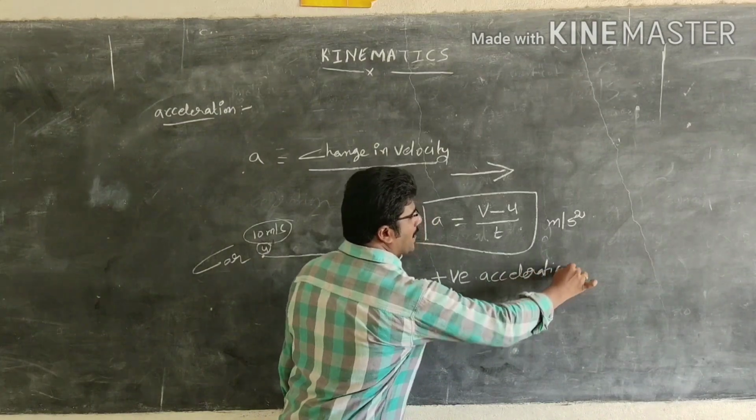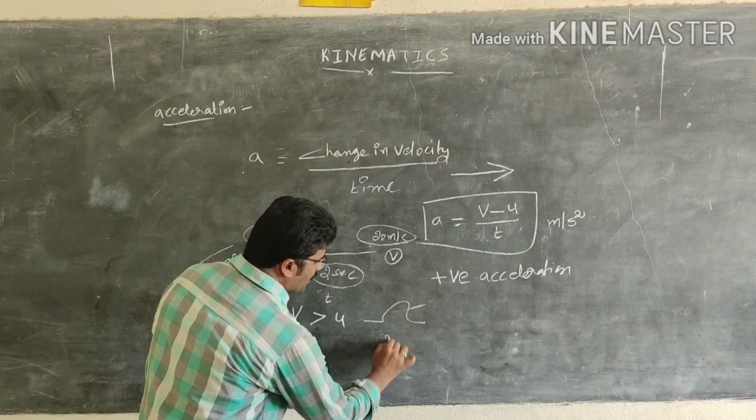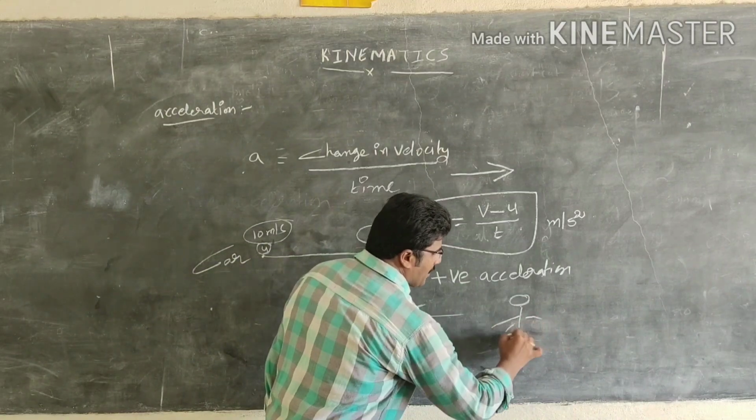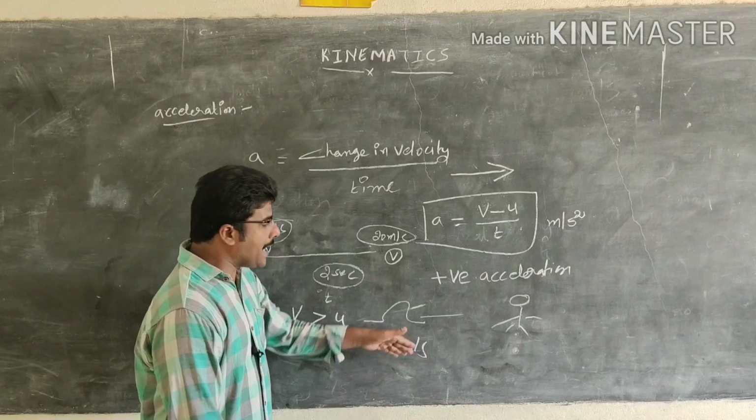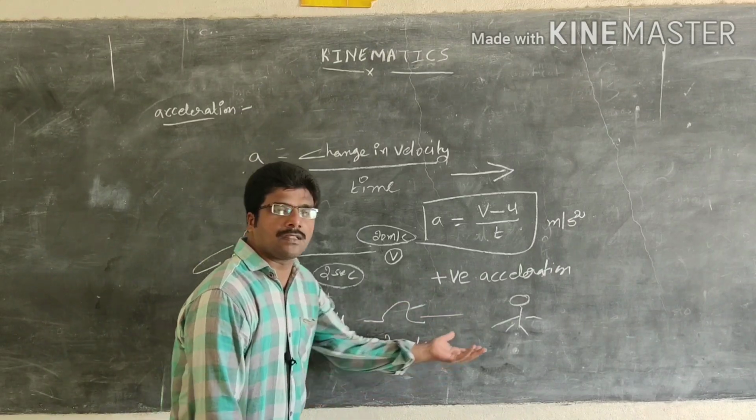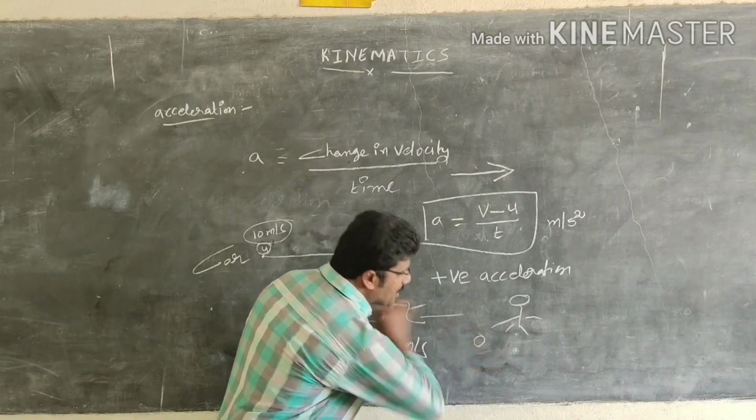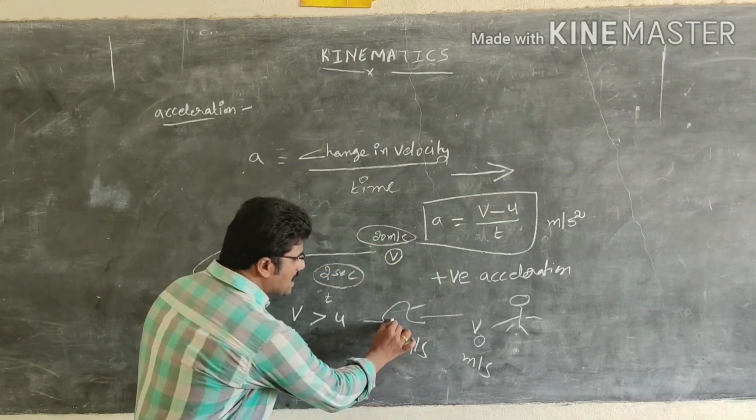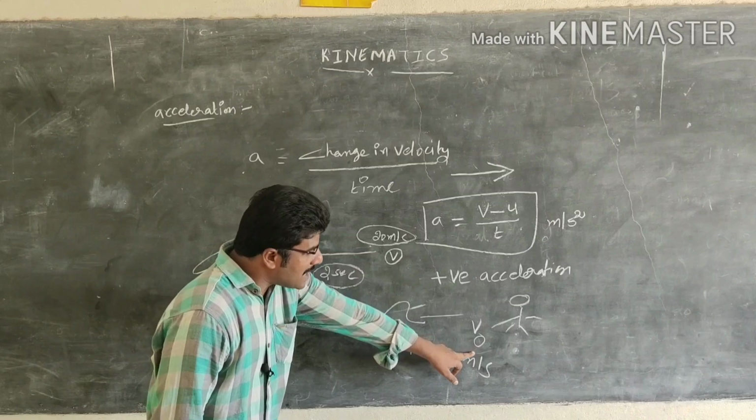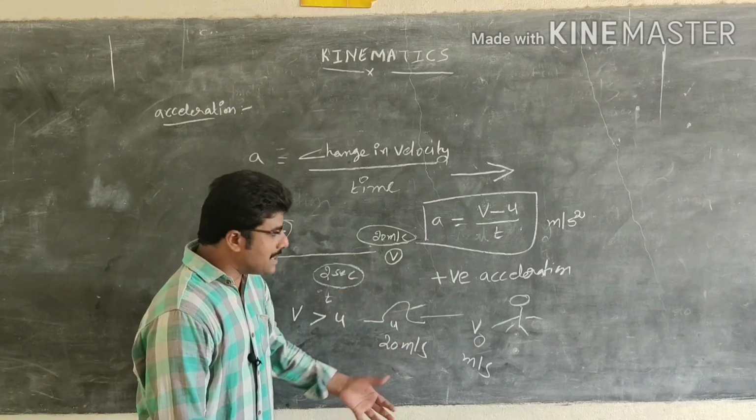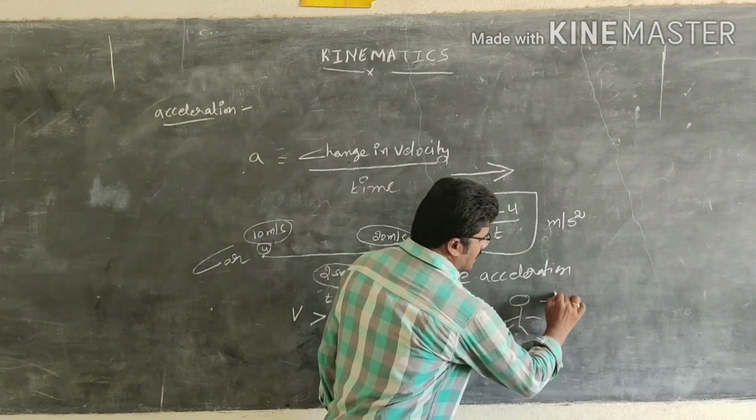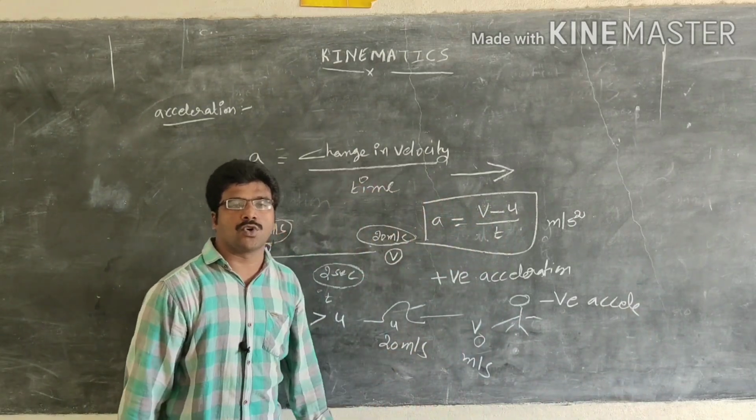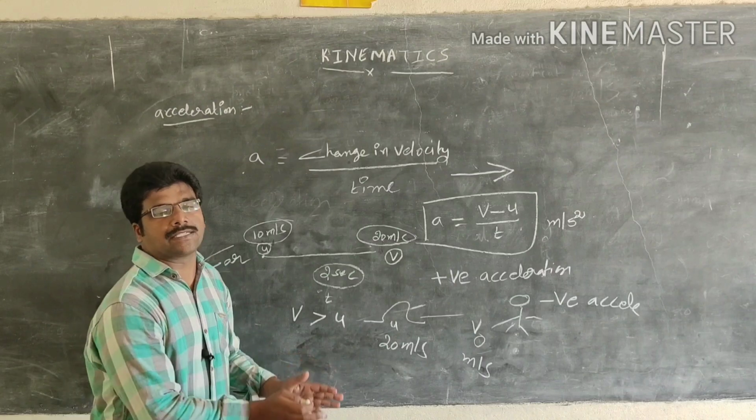In the same way, for example, let us consider a car moving with 20 meter per second. Suddenly, the driver observes a boy on the road. He applies the brake, and the car comes to rest. Rest means 0; velocity is 0 meter per second. Here final velocity is V and initial velocity is U. Final velocity is less than initial velocity. Then the body possesses negative acceleration, which is sometimes also known as retardation or deceleration.